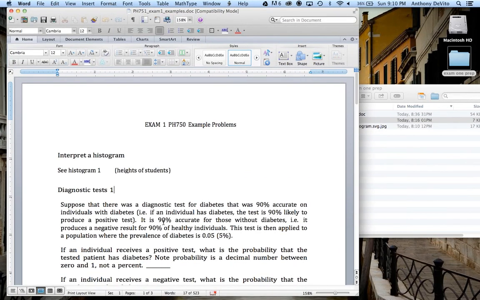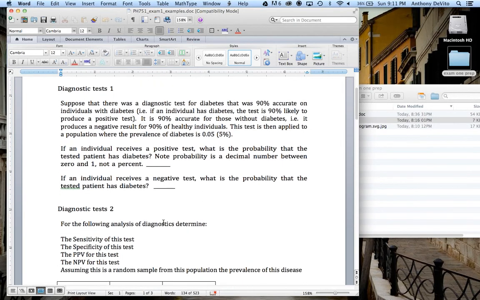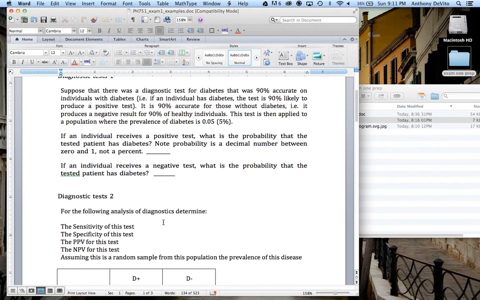Okay, let's go back to this. You guys okay with that? Feel comfortable with that stuff? I mean, we kind of pounded the life out of those histograms, I think.